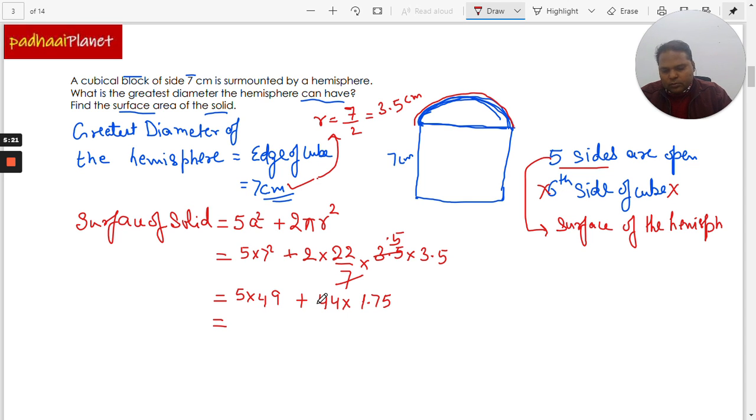So that's like 49 multiplied by 5, that's like 245. That's 245 plus 44 multiplied by 1.75, and that's 77, and the final answer is 322 square centimeter, right? So that's the answer, and that's the surface area of the solid which we have, right?